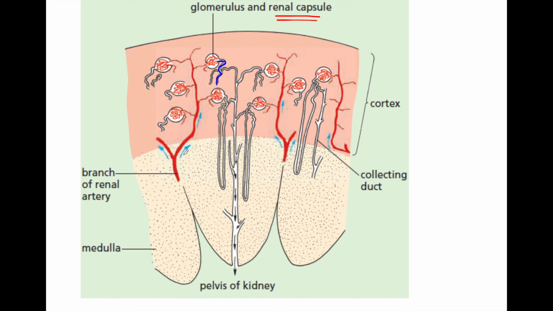So we have the renal artery. It branches into a knot of capillaries. We call them glomerulus. And surrounding the glomerulus, we have a cup-shaped structure called the renal capsule or Bowman's capsule. Emerging out of Bowman's capsule, as we said, we have a tube. It is called the renal tubule. Renal is anything related to the kidneys.